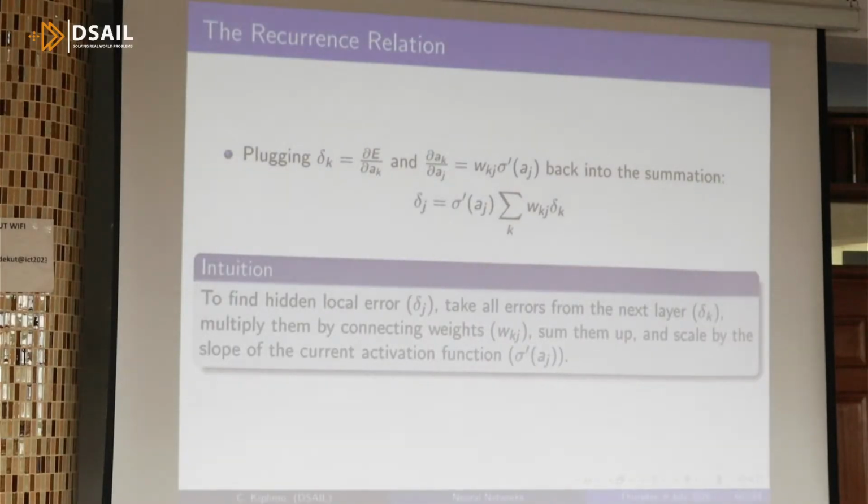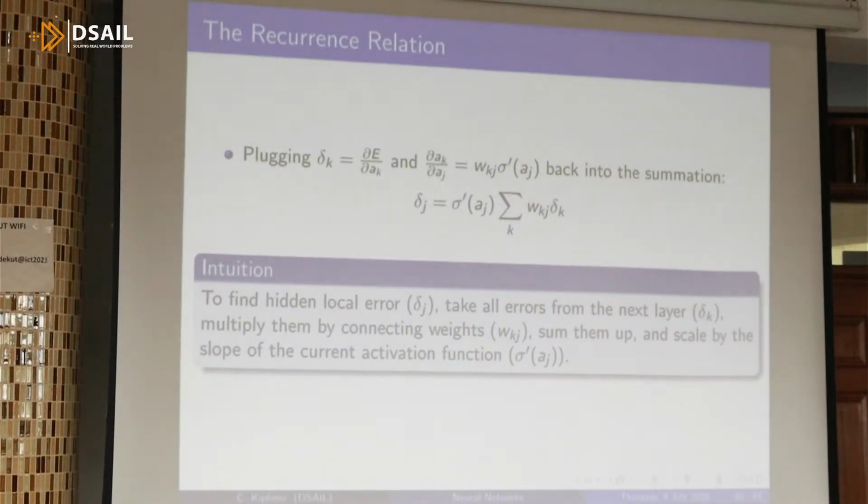Then we need to plug this back into the summation. The intuition here is that to find the hidden local error, delta J, you take all the errors from the next layer. You're interested in the impact of AJ on the next layer. To find the hidden local error on AJ, take all the errors from the next layer, multiply them by the connecting weights WKJ, sum them up, and scale by the slope of the current activation function.